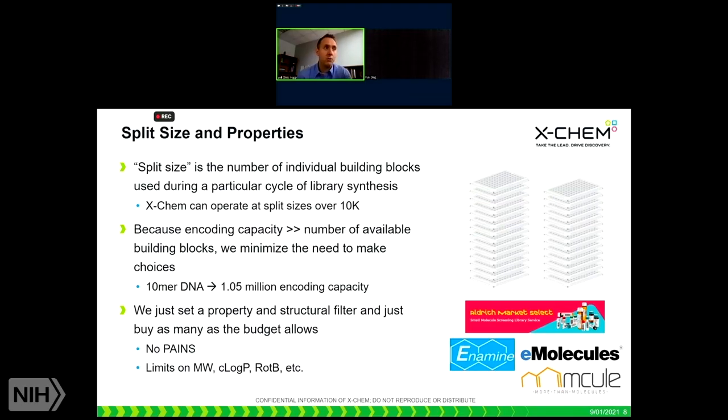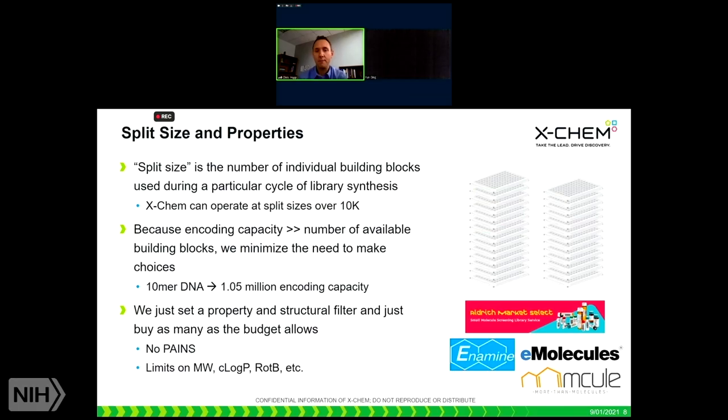For example, if you were to use a 10-mer piece of DNA to encode building blocks, you can encode 1.05 million building blocks with just a 10-mer piece of DNA. So we're not limited by the encoding capacity by any means. What we do is set up property and structural filters when we look at building blocks, and we buy as many as we can. We buy as many as the budget can allow.